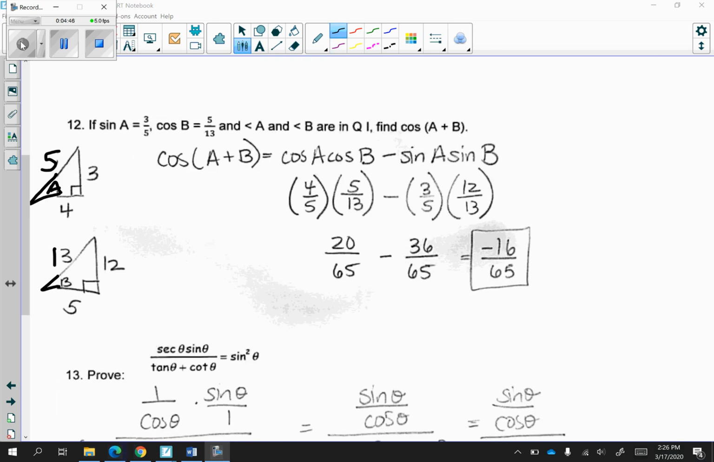If sine of A is equal to 3 over 5, cosine of B is equal to 5 over 13, and angle A and angle B are in quadrant 1, find cosine of A plus B. Now, if we have sine of A, we also need cosine of A. If we have cosine of B, we also need sine of B. So what we have to do is draw out the right triangles. So the A triangle is a 3, 4, 5 triangle, and the B triangle is a 5, 12, 13 triangle. Then replace in, and you end up getting negative 16 over 65.